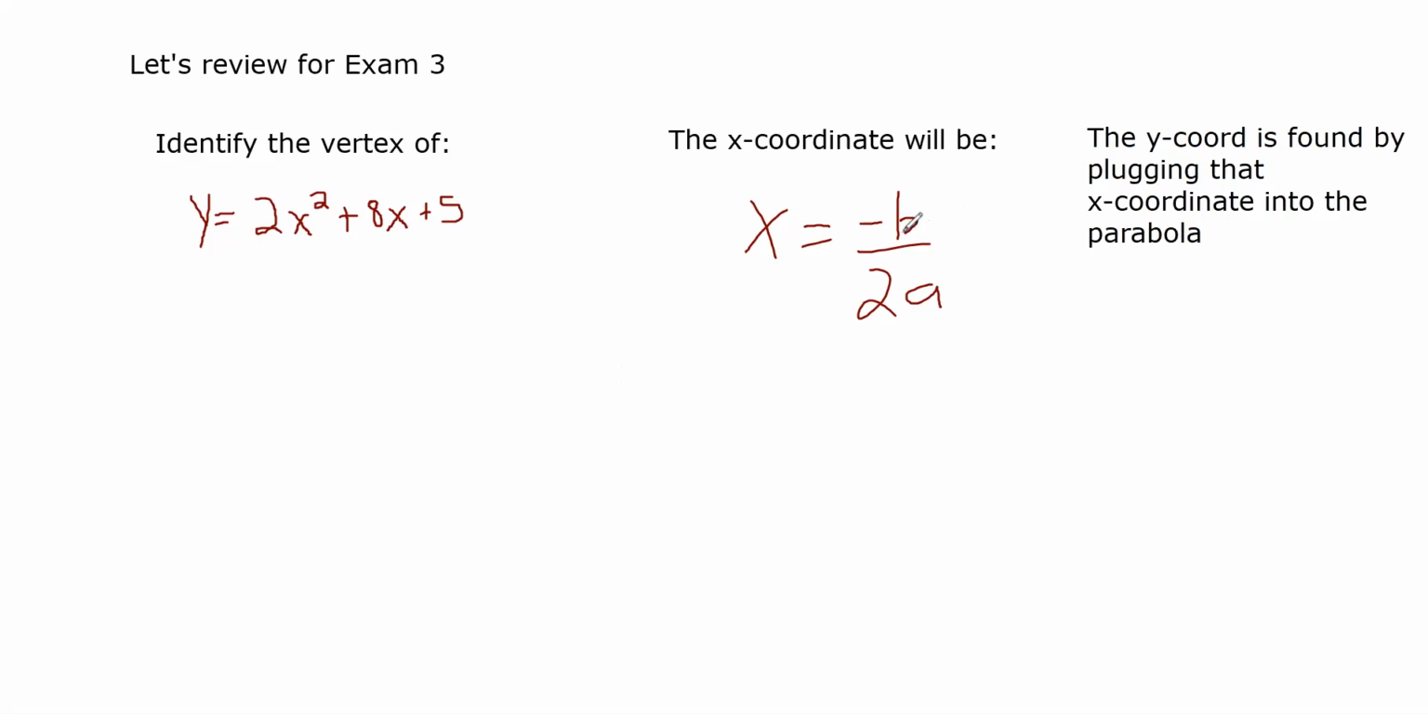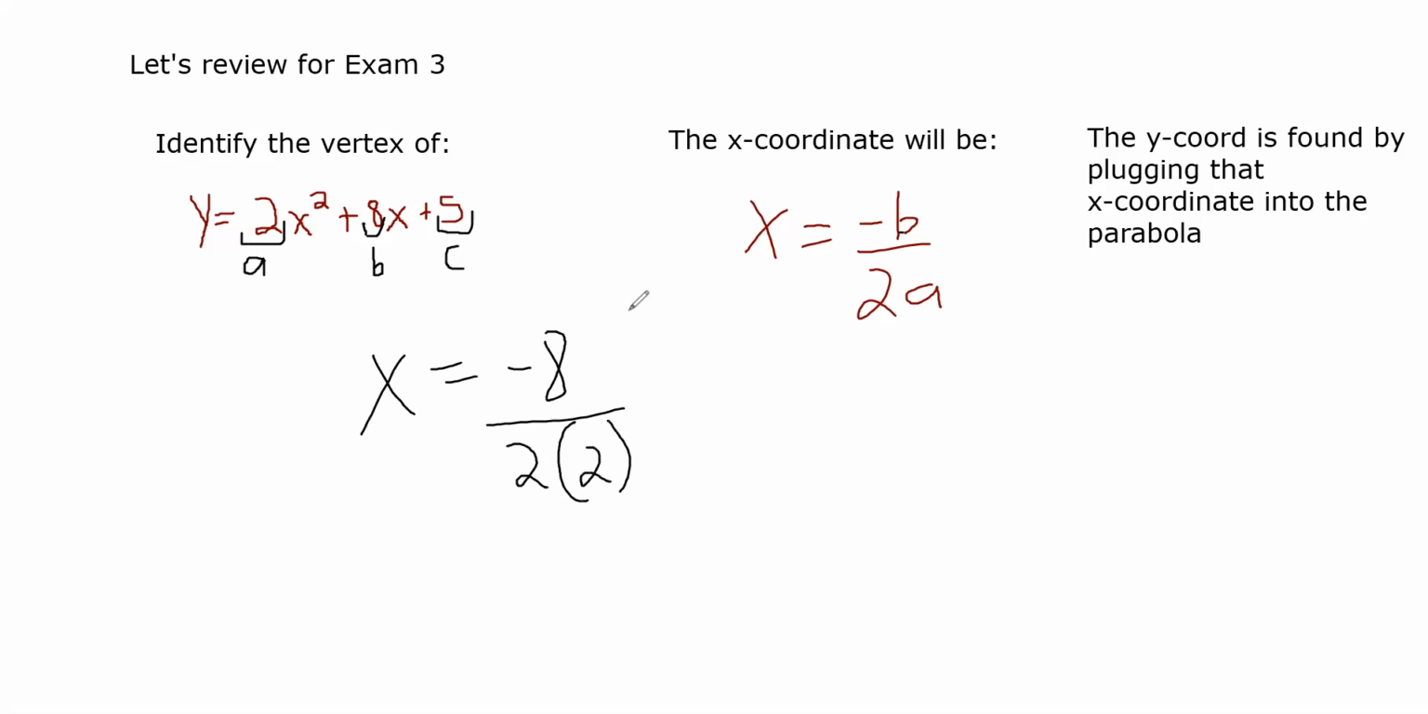And so what is b, what is a? Well, remember those are the coefficients. This is going to be your a. This positive 8 is going to be your b. And then technically the constant is c, although we don't care about that in this particular problem. So the x coordinate is x equals negative b, so negative 8 over twice a. A is 2. So it's negative 8 over 2 times 2, negative 8 over 4, negative 2.